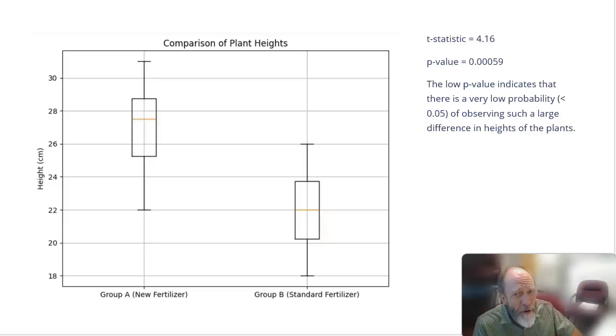And 0.00059 is about two decimal places to the right of that. So you would say that there's a pretty low probability that you'd observe such a large difference between the plants if there were no real difference. So essentially what you're saying is you're going to reject the null hypothesis in this case, at least at the 0.95 level, and state that there actually is a statistically significant difference in the heights of them. So that was just a really quick and dirty example.